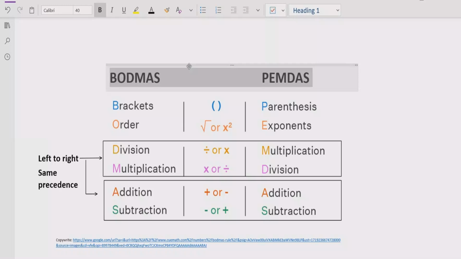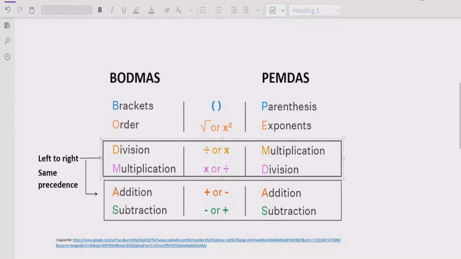After that, you have to solve the exponent part after the bracket. Step number 3 is basically you have to go left to right in your expression and find out division and multiplication. If division is coming first, the division part will be solved first. If multiplication is coming first, you have to solve the multiplication first. Similarly, for addition and subtraction, we have the same rule. So they both have similar precedence.